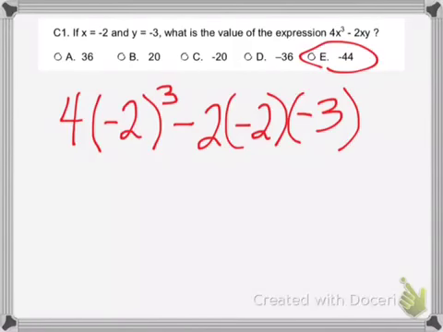Okay, on this COMPASS test C, the first question says, if x equals -2 and y equals -3, what is the value of the expression 4x cubed minus 2xy? So all you've got to do is substitute in the -2 everywhere you see an x, and a -3 where you see a y, and you put it in your calculator and you get -44. So the answer is E.